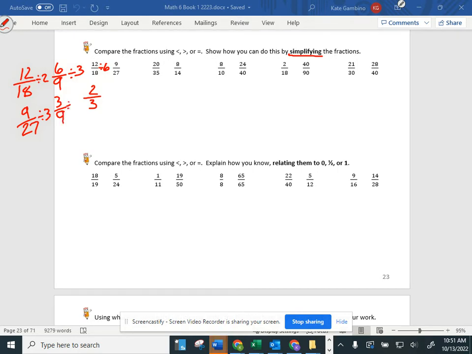Now what do I need to divide it by? James? 3 again. Another 3. 3 divided by 3 is 1. 9 divided by 3 is 3.